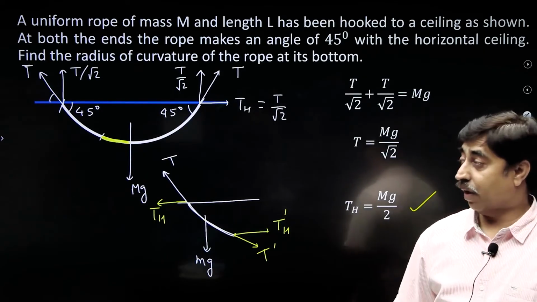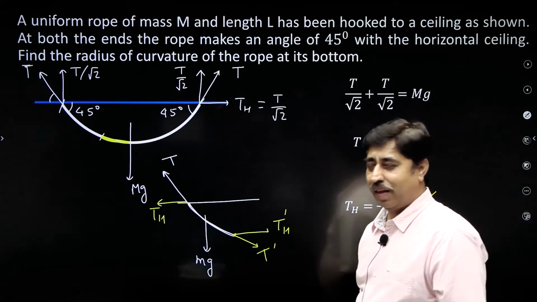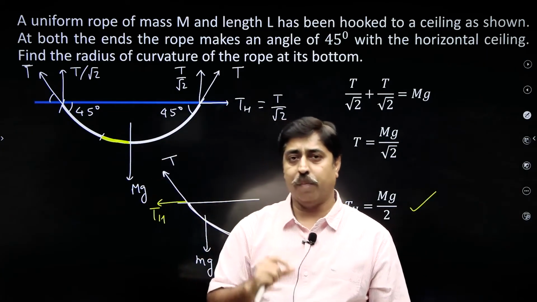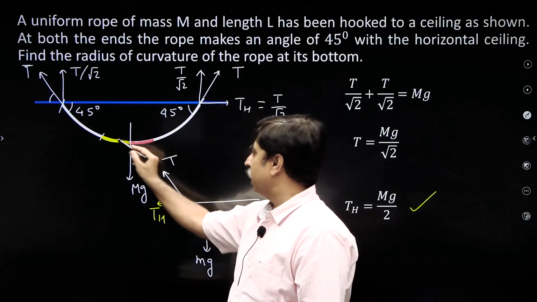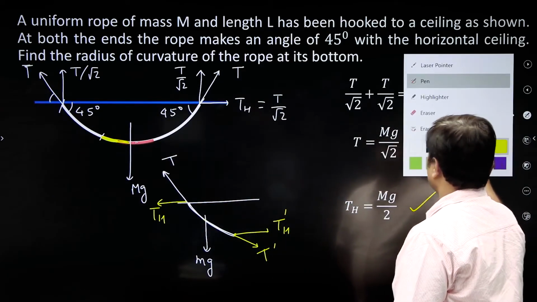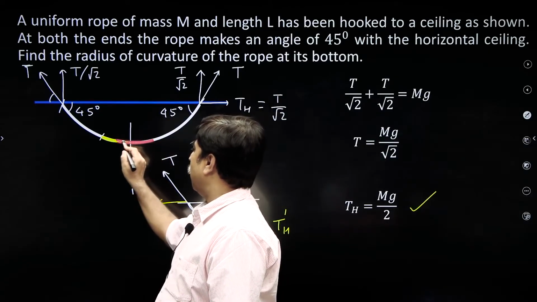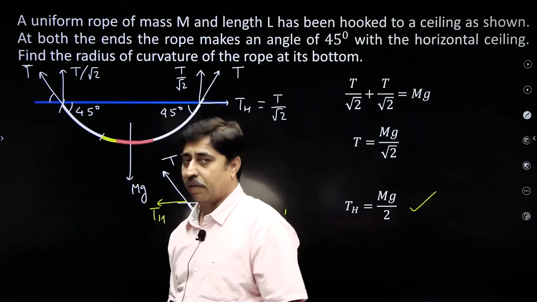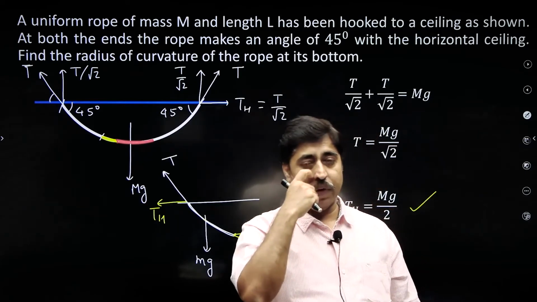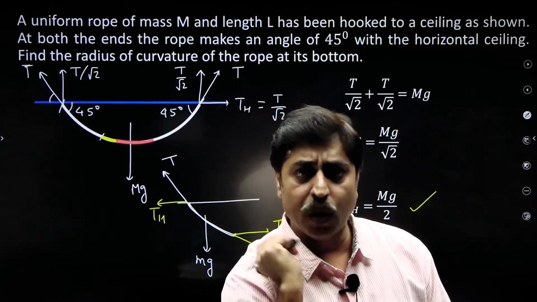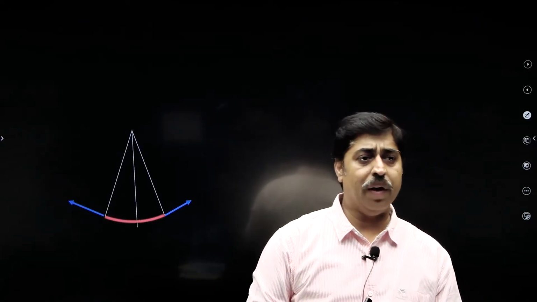Now, the next step is to consider a very small segment of the rope at the bottom, this red colored part. We will try to study the equilibrium of this very small segment of the rope, which I have colored in red. That will give us the radius of curvature of the rope at the lower point. Let us see how it can be done.